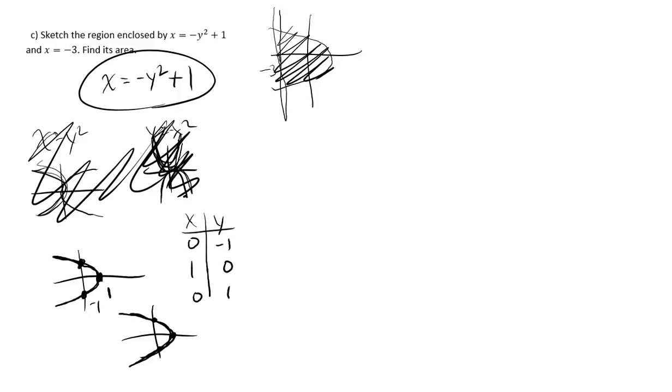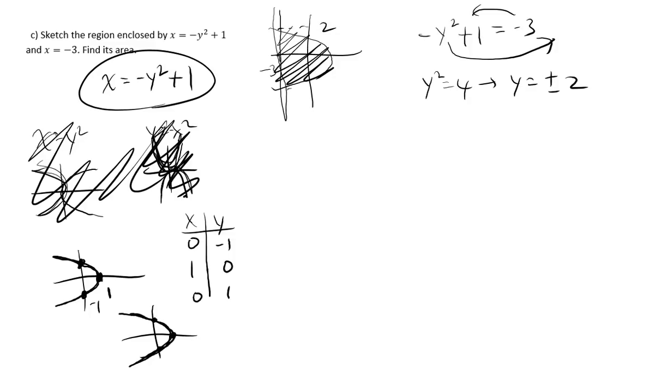And we're looking for the area enclosed between these two things. And we need to know when they meet, so we set them equal to each other, which gives you, if I move this here, move that here, I end up with y squared equal to 4. That gives you y equals plus or minus 2. So here it's going to be positive 2, here it's going to be negative 2.